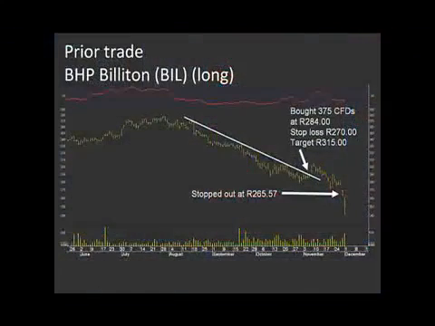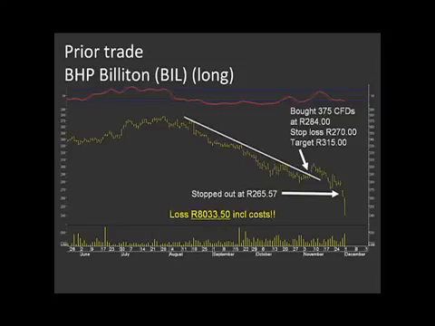I don't use automated stop losses. Remember, I monitor the stop losses manually. So I managed to get out at a price of 265 Rand 57 ultimately, which was my average exit price. It's a little bit below our stop loss of 270 Rand, and that difference is what we call slippage. And unfortunately, when you use a manual stop loss, that's sometimes a risk that you face. Anyhow, we got out at 265 Rand.